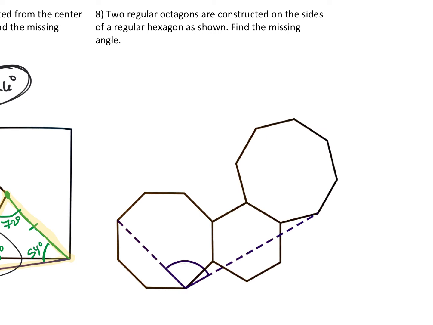Here we have a regular hexagon and a regular octagon. So I'm going to first make note of the fact that in an octagon, each angle is going to be 135, and in a hexagon, each angle is going to be 120, which is going to come in handy for us.